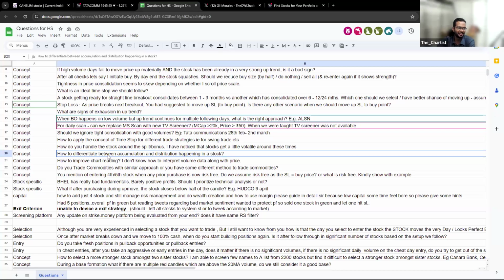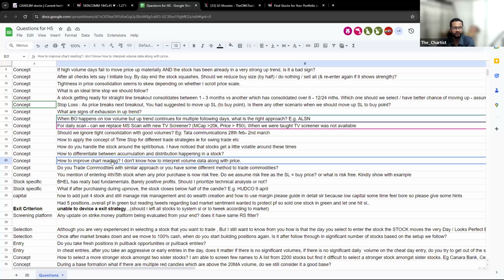Sir, don't ask me this question, how to differentiate between accumulation and distribution happening in a stock. Whole Ramayana is over now. Sir, accumulation, I told you, right? Price moving up on volume. Distribution is when volume is high, the stock is not able to close near the highs, and then you have a breakdown. So accumulation, distribution, we covered everything.